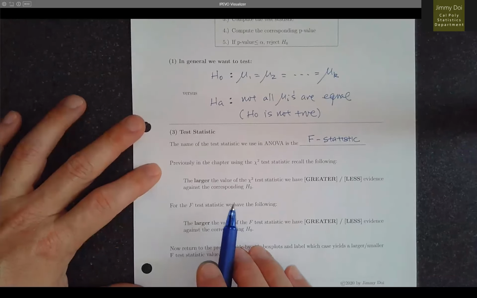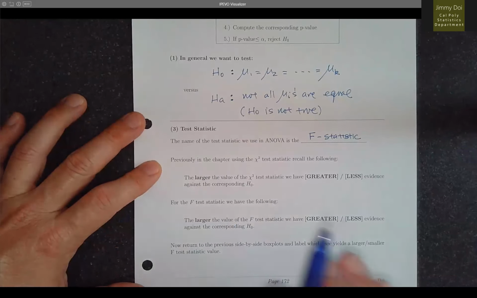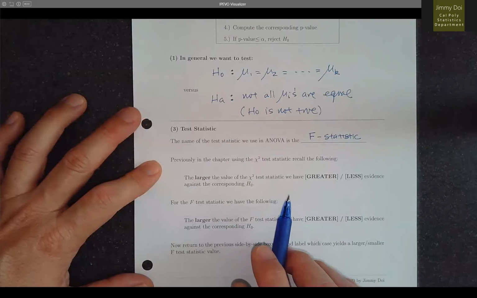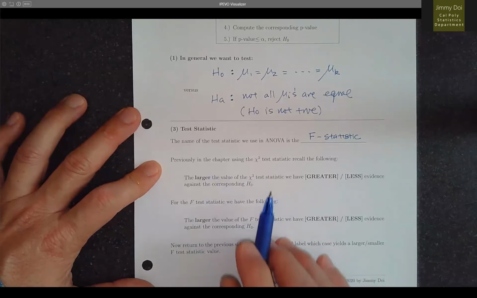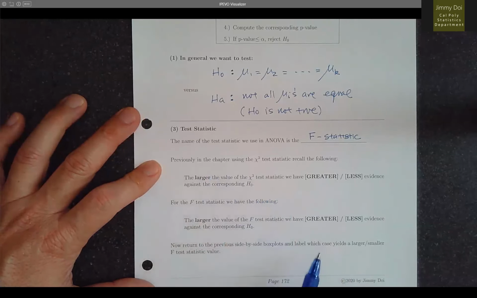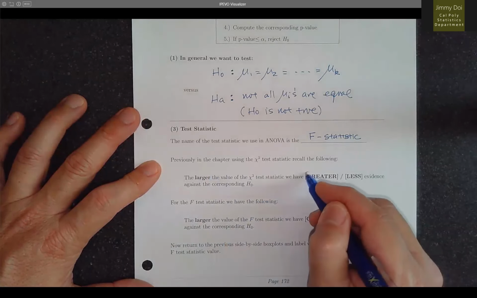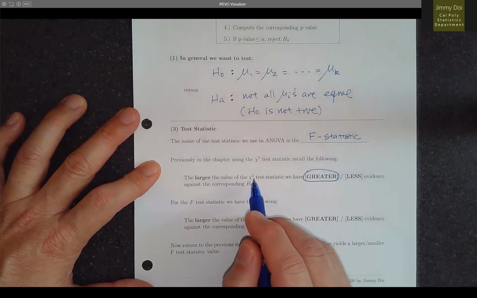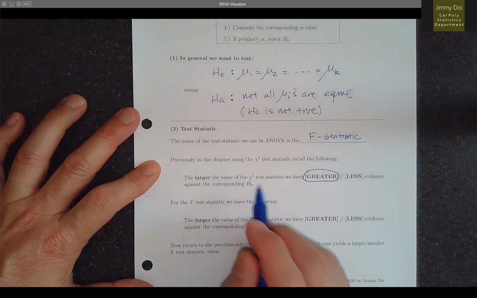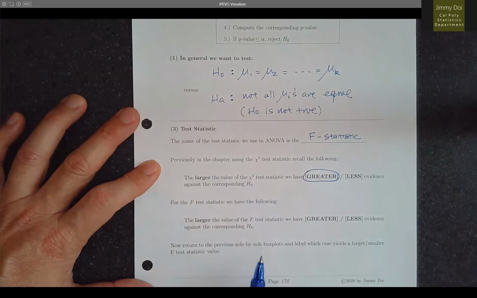Now, let's come over here, and I want to draw an analogy to what we've seen before. Previously, in the chapter using the chi-square test statistic, you may recall the following. The larger the value of the chi-square test statistic, we have what? We have greater, we have less evidence against the null hypothesis. Please circle that. I hope you selected greater. We definitely have greater evidence, right? Do you remember the minimum value of chi-square was? 0, meaning no evidence against the null hypothesis, but as chi-square got bigger and bigger, you got more and more evidence against the null hypothesis.